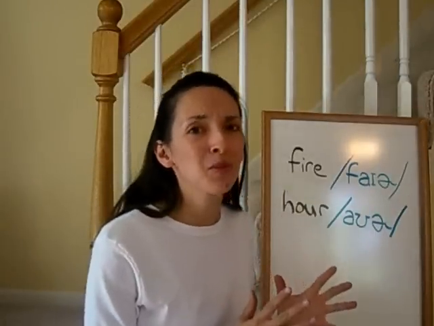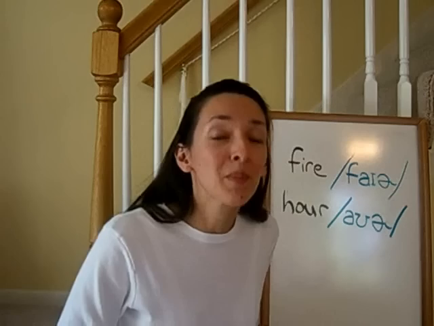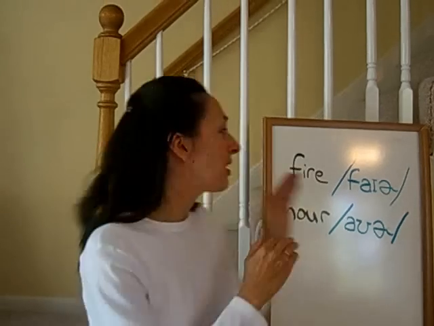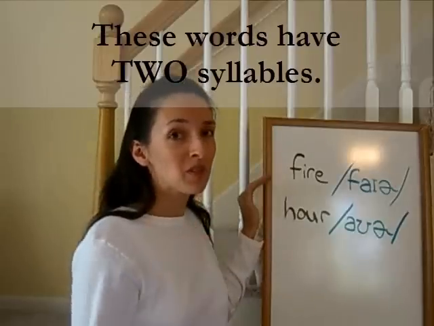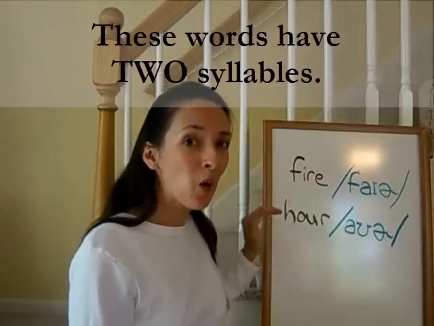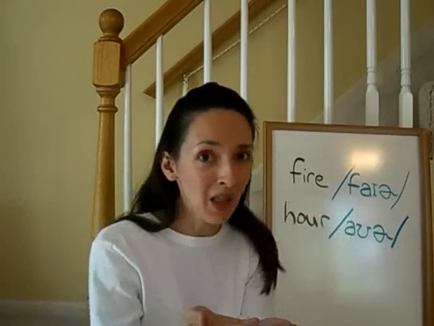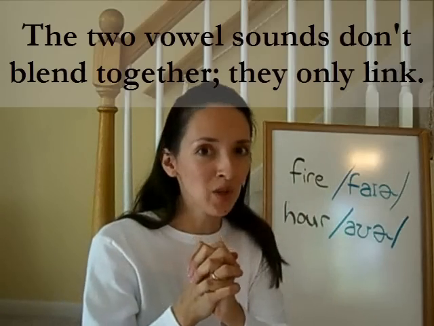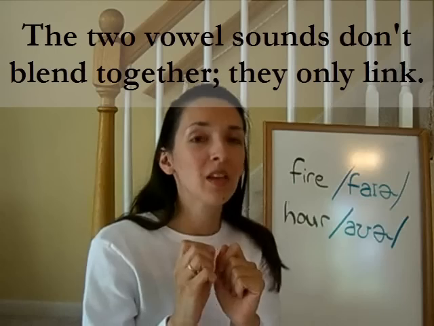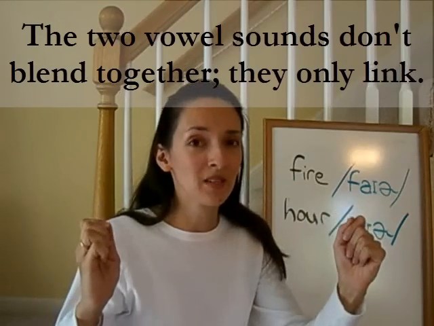Now, unlike the words we just practiced, we also will have words like fire, hour. This is a smaller group of words, but we need to talk about them because they're different. These words have two syllables, fire, hour. We have two vowel sounds, and there is a gliding, but there isn't a joining to make one vowel sound. The vowel sounds remain separate.